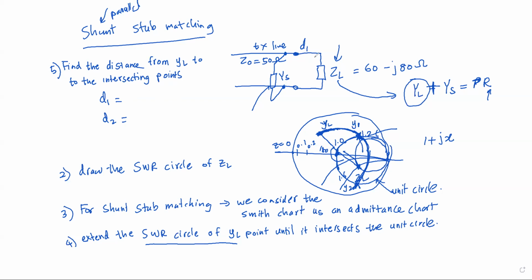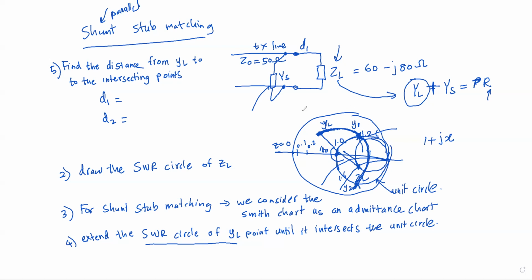So D1 you need to measure, starting from YL only. Why don't we start with ZL? Because, as I said, we are going to do the matching using admittance values. Therefore we start from the admittance value of the load, YL, and mark the distance from YL to Y1.